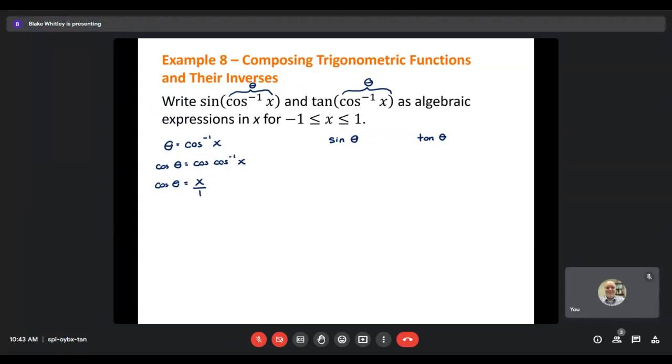And now cosine should give us the adjacent and the hypotenuse for a right triangle. So I have my adjacent and I have my hypotenuse. So now I can draw my right triangle. Again, I'm going to use theta. I'll put it down here in the lower right. And since I'm given cosine, I have the adjacent and hypotenuse. The adjacent side needs to be x, and the hypotenuse needs to be 1.